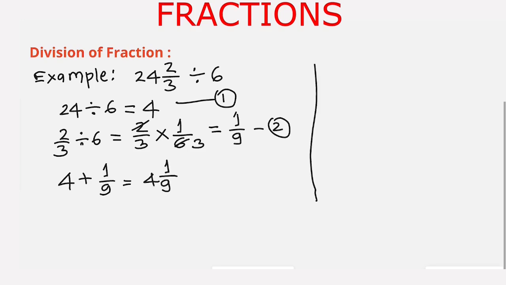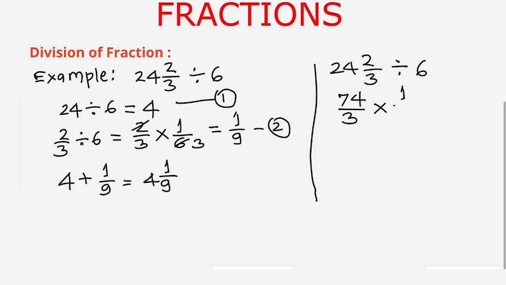We could have solved it by another method. We convert the mixed fraction into a normal fraction. 24 whole and 2 upon 3 divided by 6. We convert 24 whole and 2 upon 3 into a normal fraction: 24 times 3 is 72 plus 2 is 74 upon 3, and division by 6 can be written as multiplication by 1 upon 6.